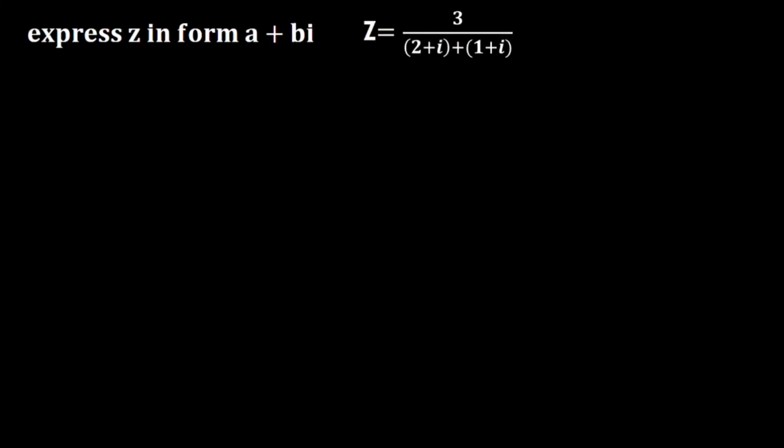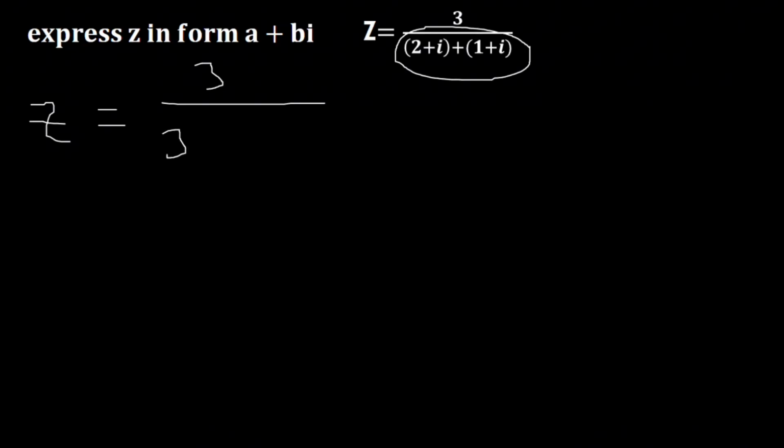You express this in the form of a + bi, so you are going to remove i at this level. Our z is equal to 3 all over 2 plus 1, open the bracket, 3 plus 2i. To remove i at the level of the denominator, you are going to use the conjugate of this. And the conjugate of this is equal to what?